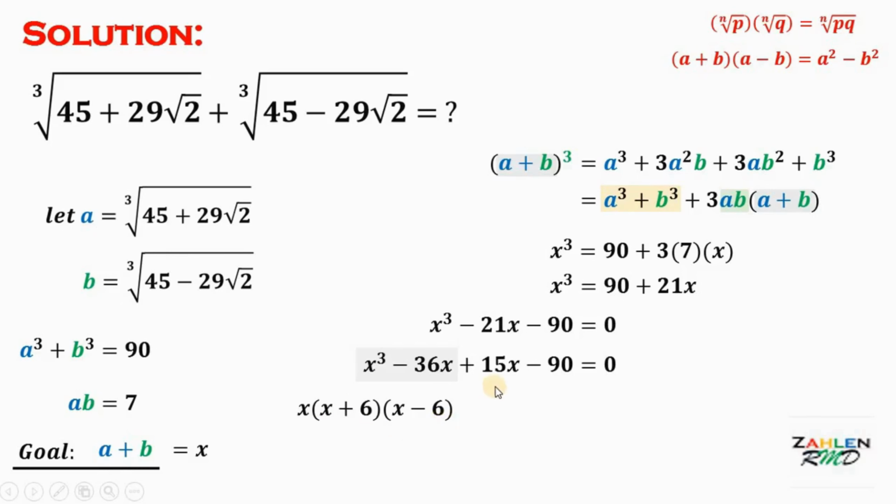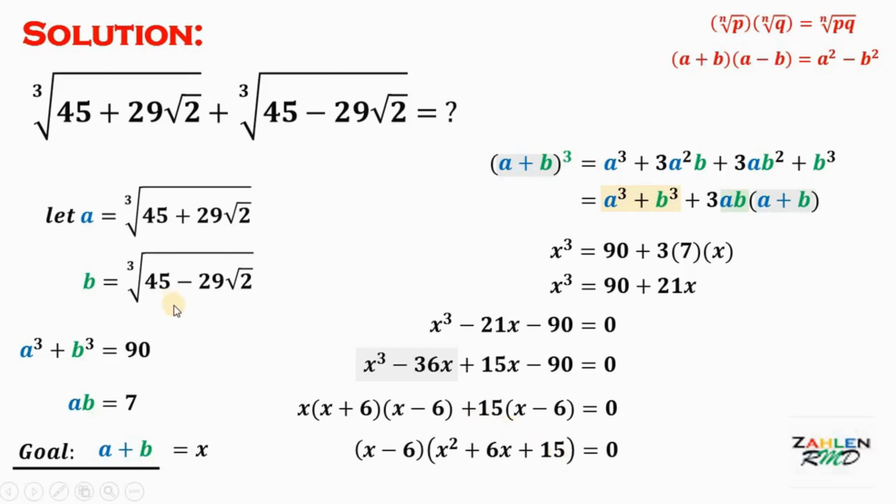Next thing to do is to factor out 15 in 15X minus 90. If we do that, we get 15 multiplied by X minus 6. And again, don't forget that it is equal to 0. Now, notice that we have a common factor of X minus 6. So, factor out X minus 6 and we get X minus 6 multiplied by X squared plus 6X, or simply X times X plus 6, and then plus 15. And again, it is equal to 0.